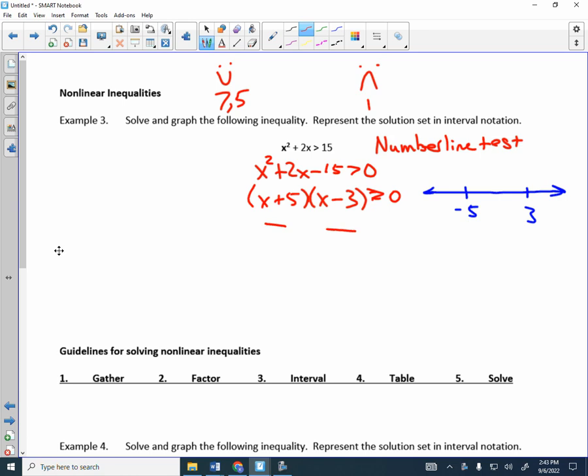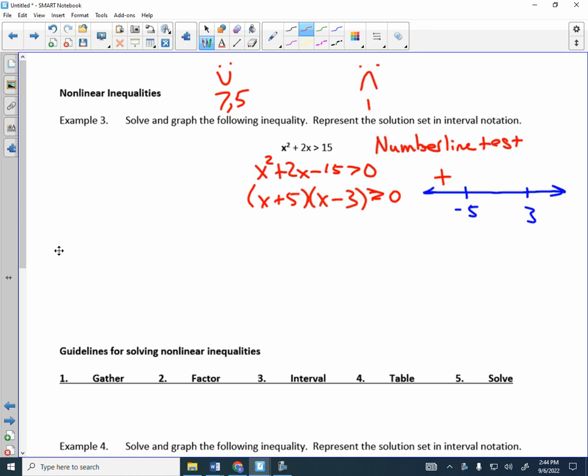Negative. And a negative times a negative is a positive. It doesn't matter what you plug into the left of negative 5, you're going to get out a positive value. Trust me, you will. Let's try a number between negative 5 and 3. What number between negative 5 and 3?